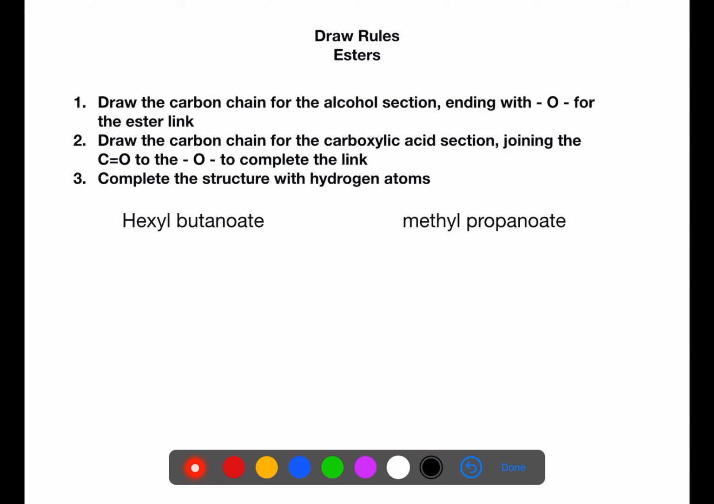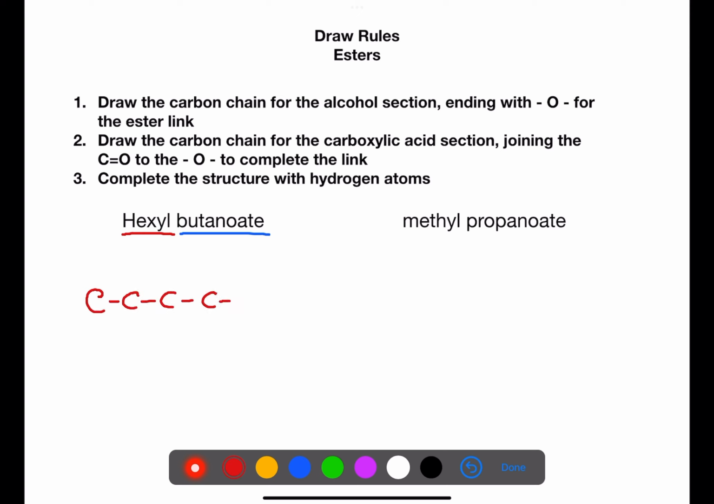When drawing esters, the name indicates which part came from the alcohol and which part came from the carboxylic acid. The first part of the name shows the part which came from the alcohol. Draw out the number of carbons followed by an oxygen. For the part which came from the carboxylic acid, this will then join on to the oxygen with a C double bond O, this being the first carbon in the chain for the carboxylic acid.